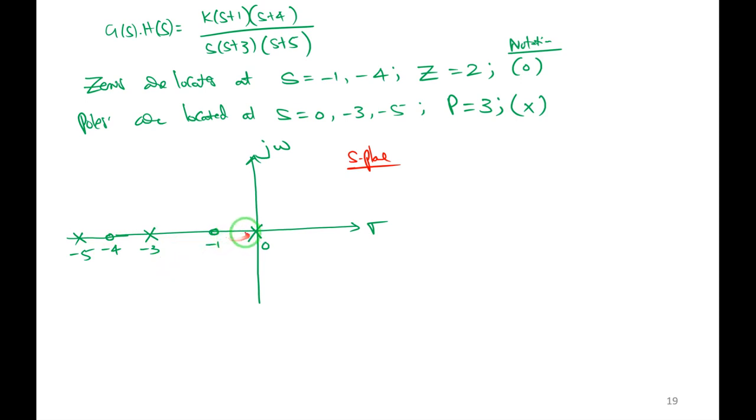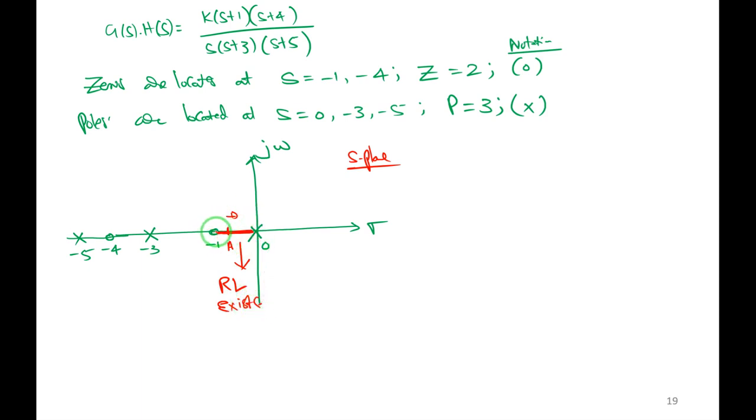Next, using rule number 3, I want to find out in which section on the real axis the root locus exists. I will take the section 0 to -1 first. Let me consider point A here. To the right hand side of it, I will add all the poles and zeros. Only one pole. It is odd. So this is part of root locus. 0 to -1, root locus exists here.